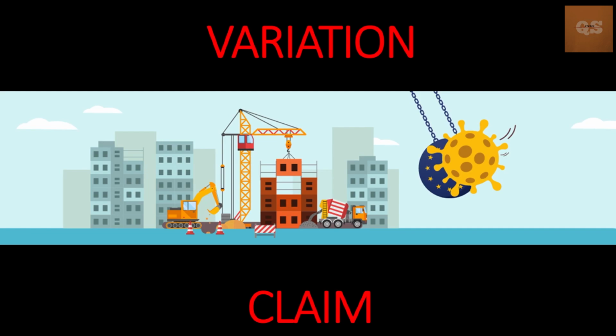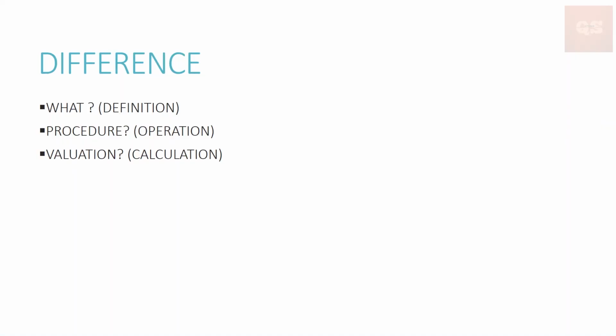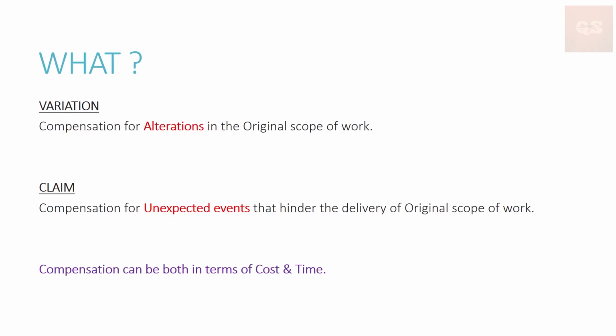Please don't forget to watch till the end to get a clear idea of both these terms and to understand what the difference is. So basically, to understand the difference, we need to know what both variation and claim are, that is their definition. Then we'll also need to understand how they are proceeded, like how they are applied, the way they are operated in a construction project. And the last thing to know is how they are evaluated, how a variation is calculated and how a claim is calculated. If we understand these three points, then we can have a clear idea about the difference between variation and a claim.